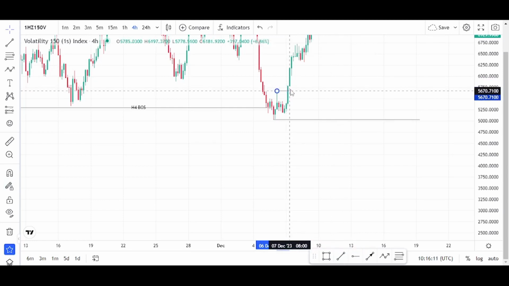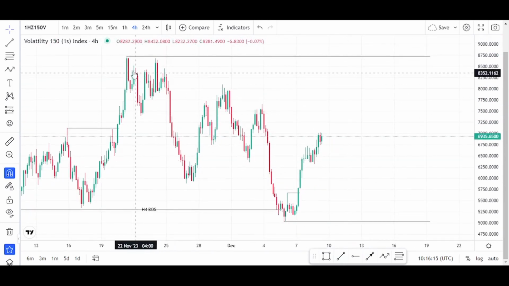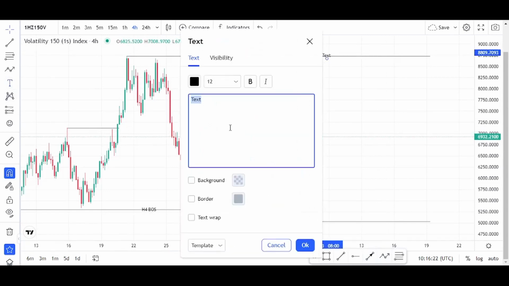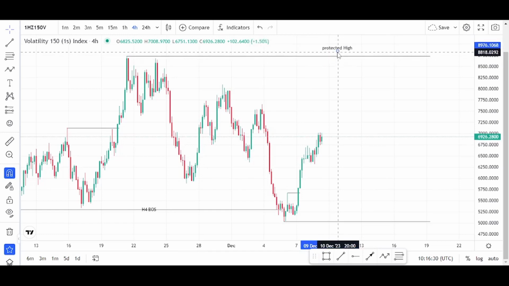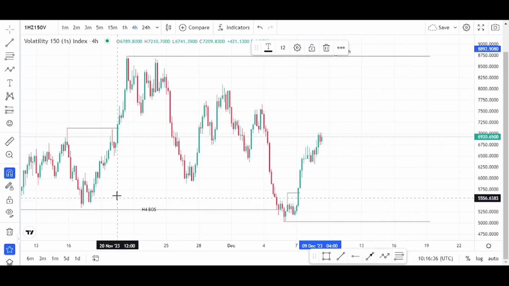There, that's where our break of structure was, and hence that would be our dealing range high, dealing range low, and I will label this as our protected high, because we don't expect price to come there. If it comes there, that means that there will be a break of structure to the upside, hence the market will eventually want to go to the upside in our H4.